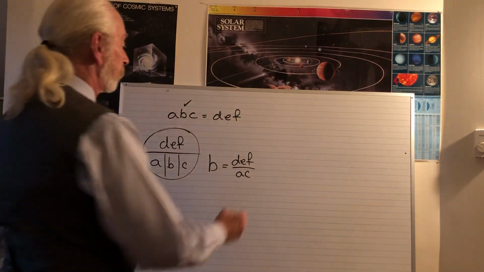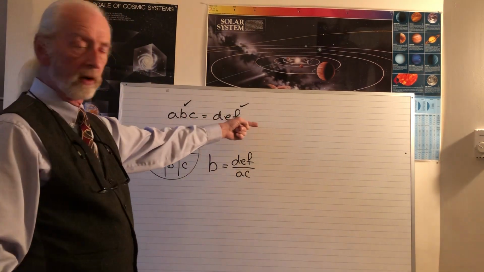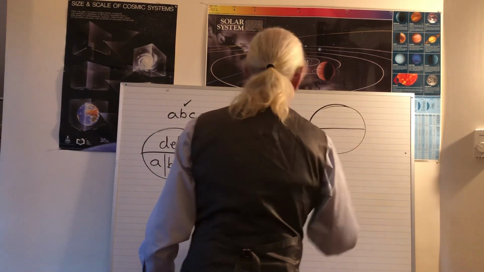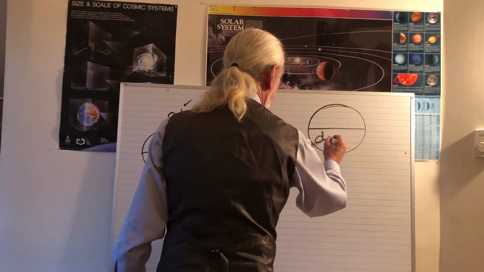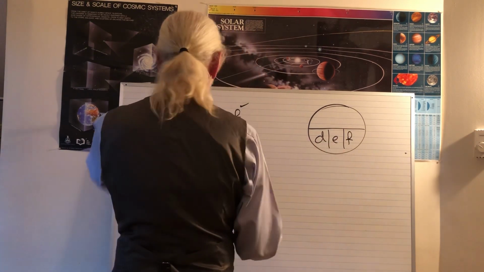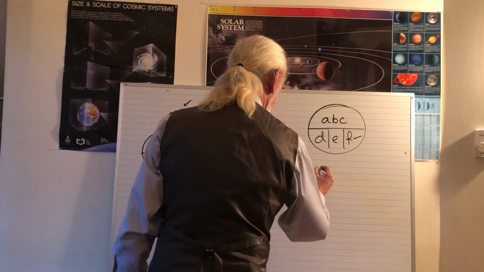Or what if I was trying to solve for F? Same thing. What's happening to F? Well, he's being multiplied. So I'm going to put him in the multiplication row. DEF equals ABC. That goes on top. What does F equal?